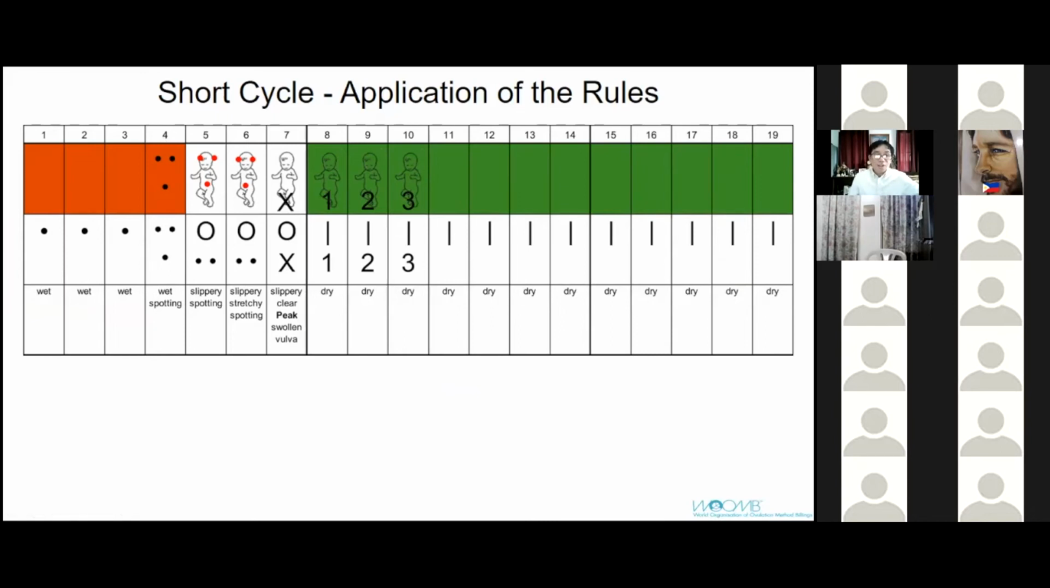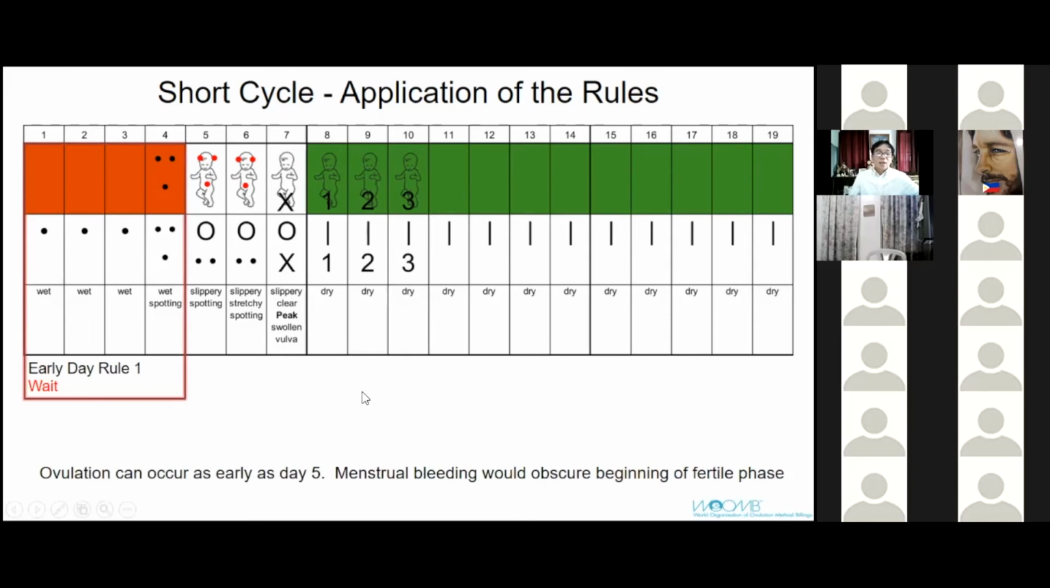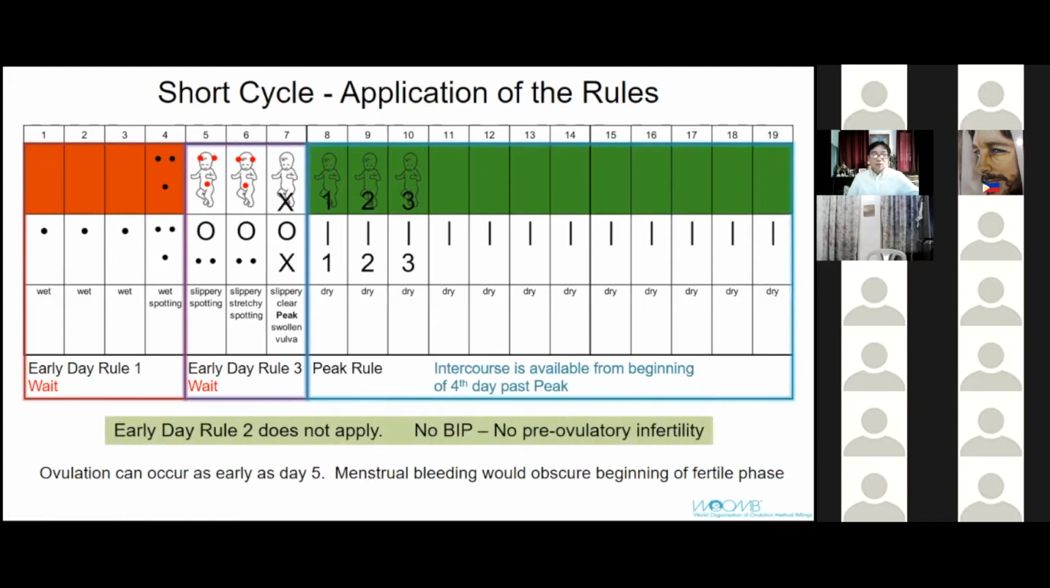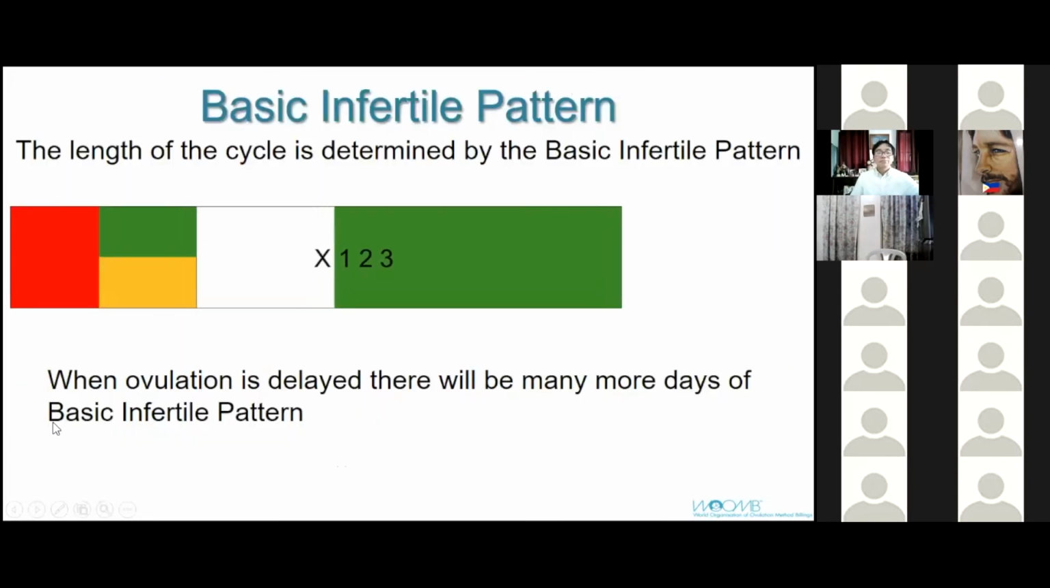This is a short cycle wherein bleeding is intertwined with the mucus production. Okay? EDR1: no intercourse, no genital contact. EDR3 starts on day 5, the beginning of the mucus, until peak day, including 1, 2, 3, which is day 8, day 9, day 10. That is part of it.